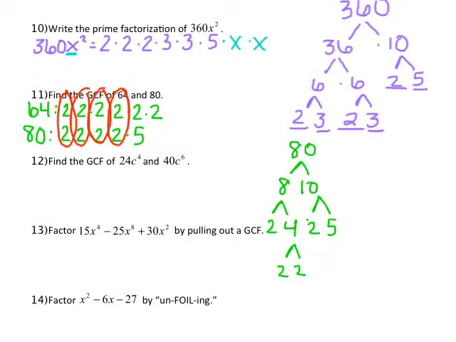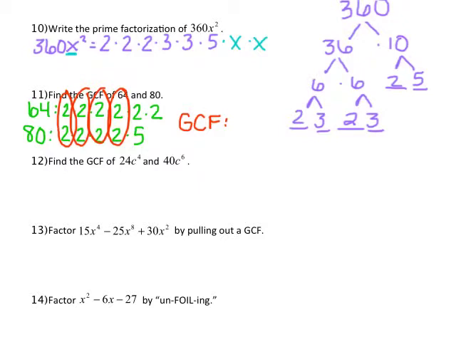For my final GCF, I'm going to need more room than that even. We do 2 times 2 times 2 times 2, which is equal to 16. So my GCF of 64 and 80 is 16. The biggest thing that goes into both of them would be 16.